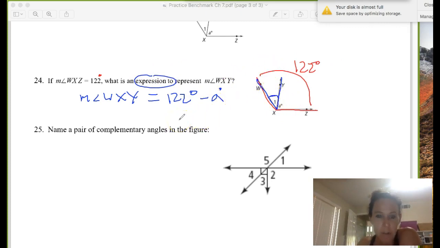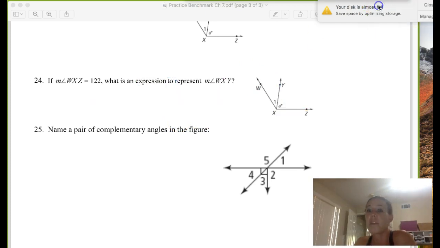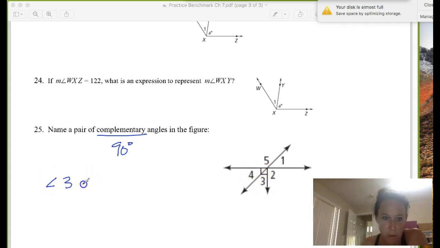All right, name a pair of complementary angles in the figure. Complementary, remember, complementary adds to be 90, supplementary adds to be 180. So remember those two terms. Complement is 90. Okay, that would be this. So an easy one could be, well, 3 and 4. Angle 3 and angle 4 are complementary.